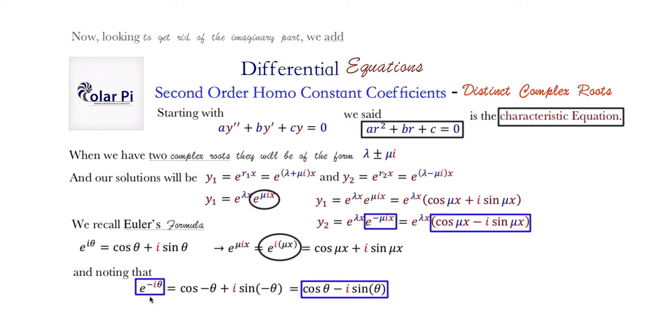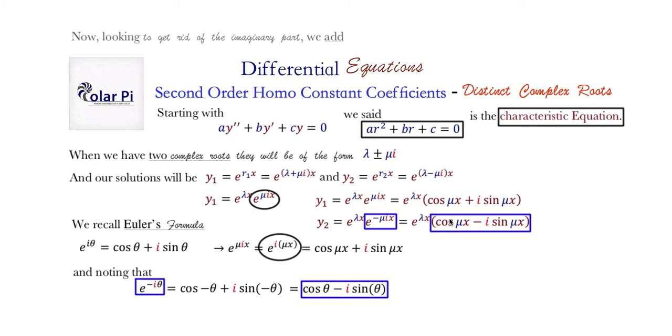Basically this here, from what I said about cosine being even and sine being odd, turns into this. And so what that means is that our second solution, y2, which is this here, can first be easily seen as e to the lambda x times e to the minus mu ix, and it is for wanting theta to be minus mu x that we looked at this modification of Euler's formula, right? Okay, and so using this right hand side in place of this, which is in place of that, we see that we could write this for y2.